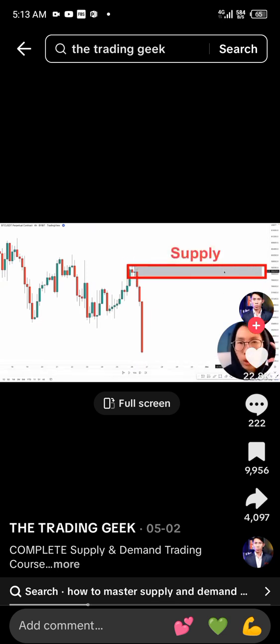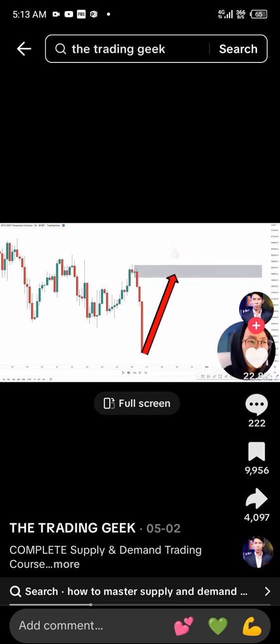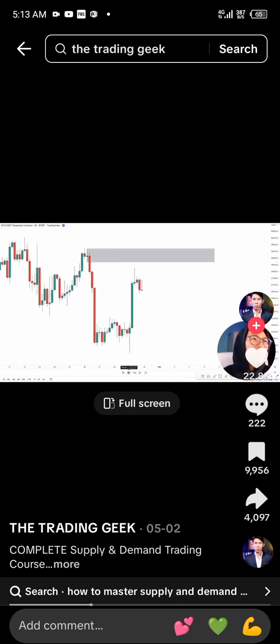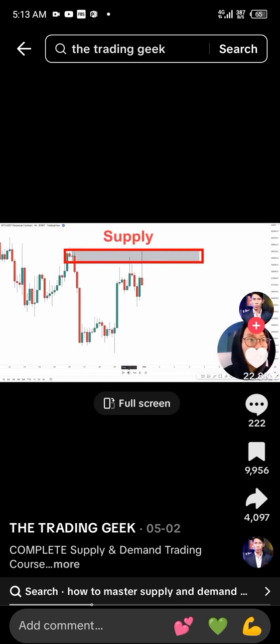So this will be your supply zone, because the last time price was here, it got pushed all the way down here. So this is your supply zone, and we are waiting for price to come back up to this area, and look at what happened next. Boom, boom, boom. So right now, price has managed to come back up to this area, and I want you to observe what price does.